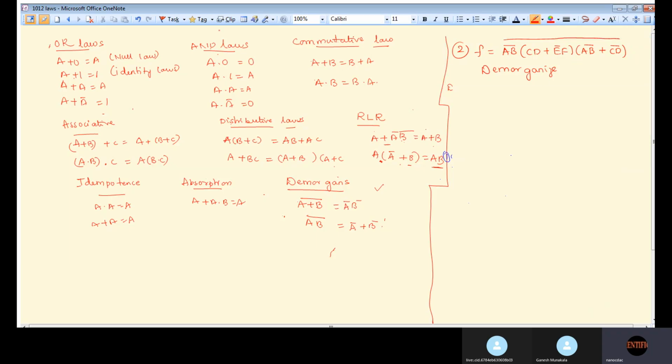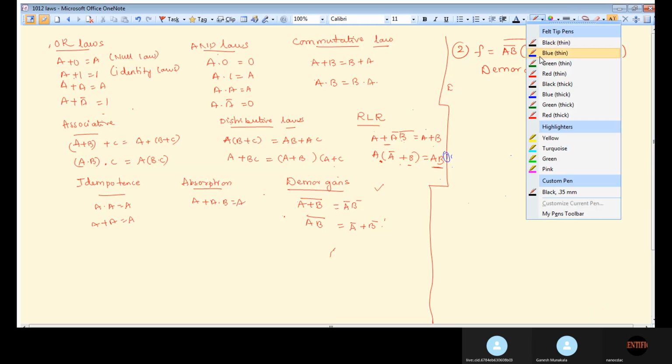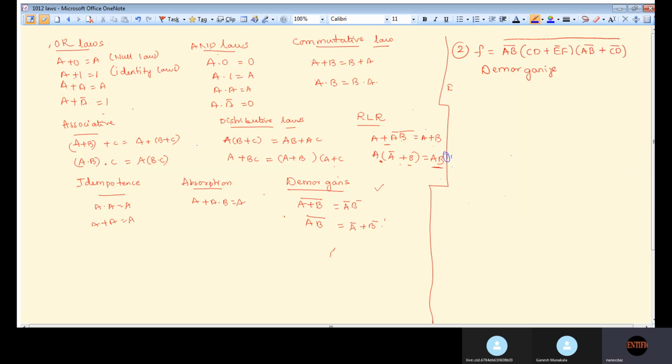So what you will do? You try. Applying De Morgan's law means you can change the function and replace AND with OR and OR with AND. Okay, so here is the solution.